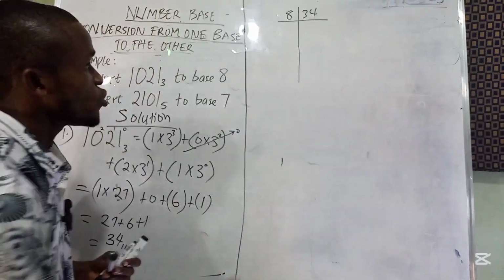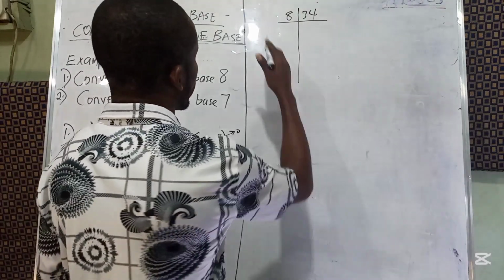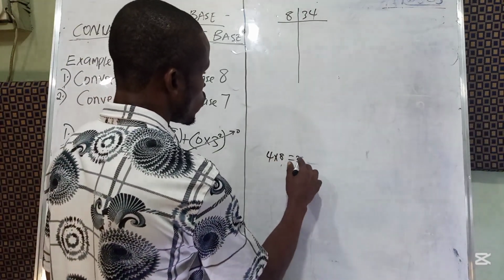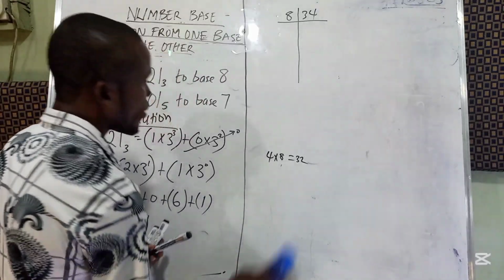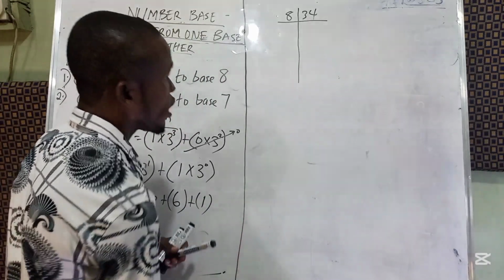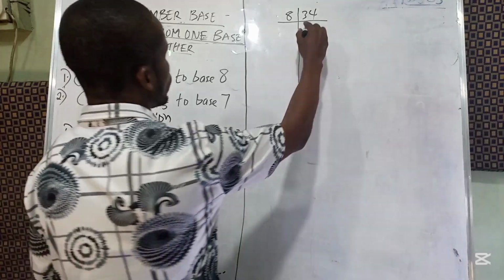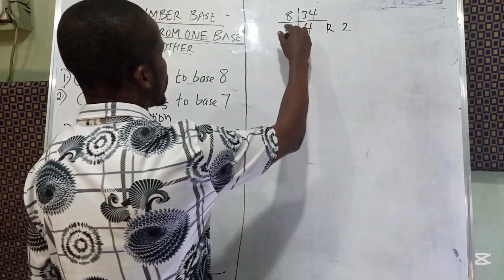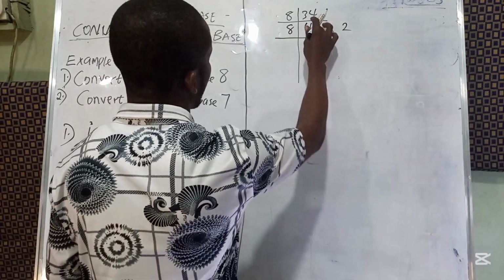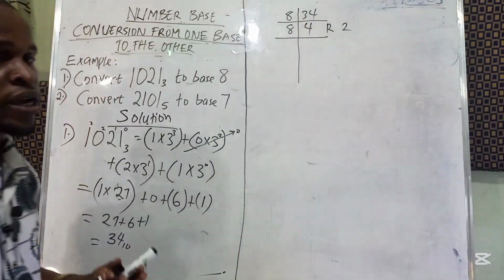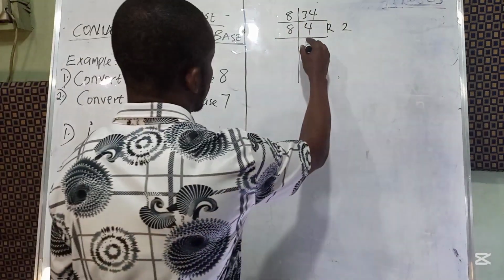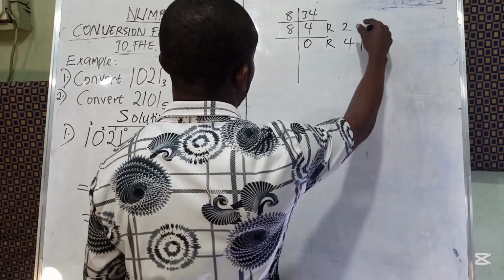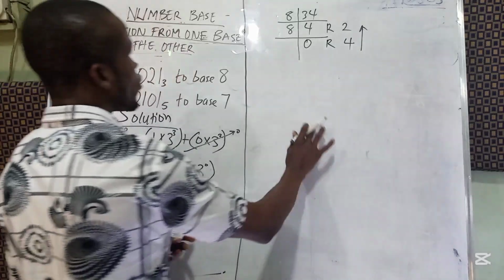Whatever is the value, write it accordingly. So 34 divided by 8 is, remember that 4 times 8 is 32, right? So 34 divided by 8 will give us 4 remainder 2. So that will be 4 remainder 2. Right? So we bring down, dividing 4 by 8. 4 cannot be divided by 8 equally. So we have this as 0 remainder 4. Now we read from bottom up.